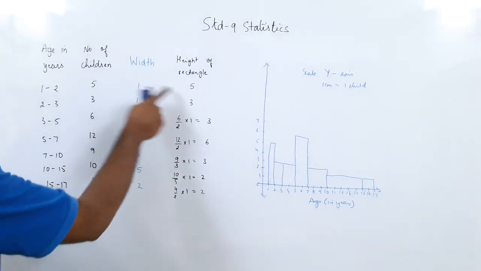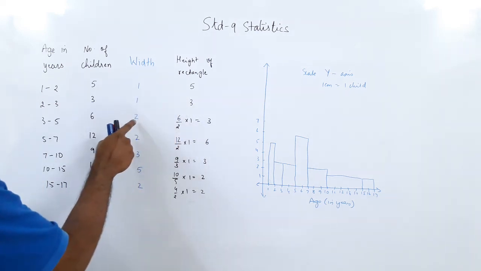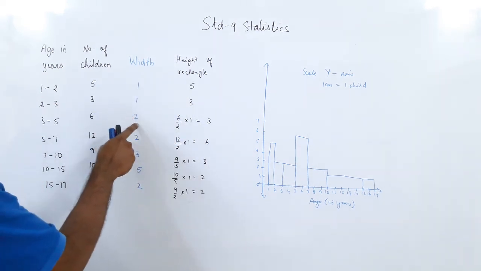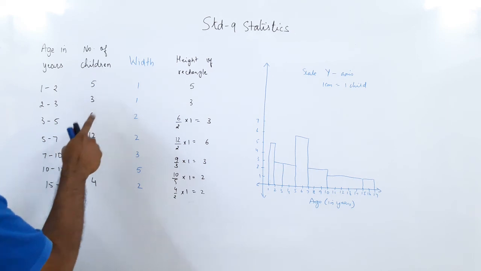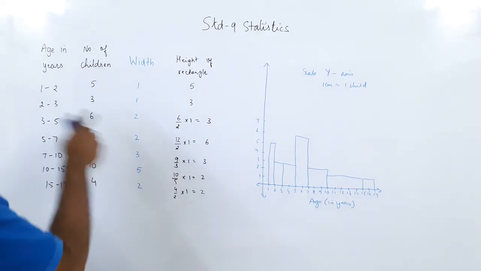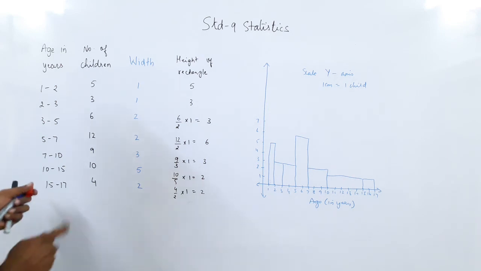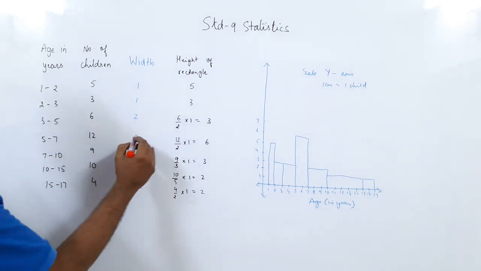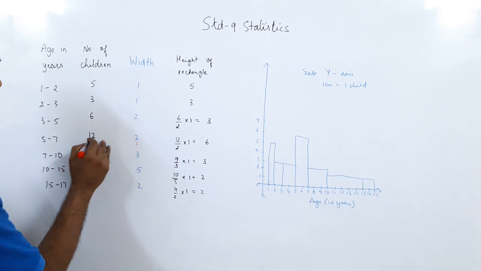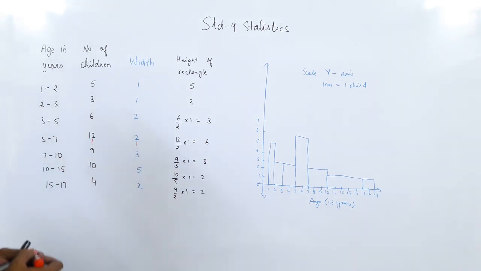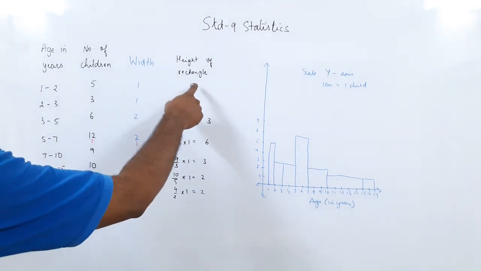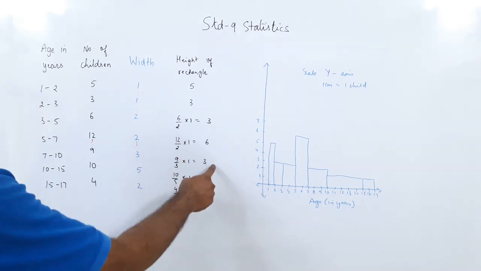So width 1, 5 remains 5, width 1 remains 3. For width 2, the frequency is 6. So for width 1, how much is it? You cross multiply, you get your answer 3. For width 2, the frequency is 12. So for width 1, how much is the frequency? When you cross multiply, you get 6. So you got your new frequencies 5, 3, 3, 6, 3, 2, 2.